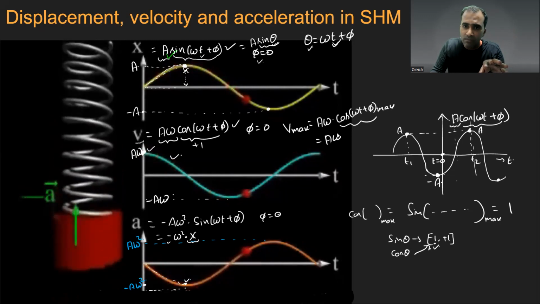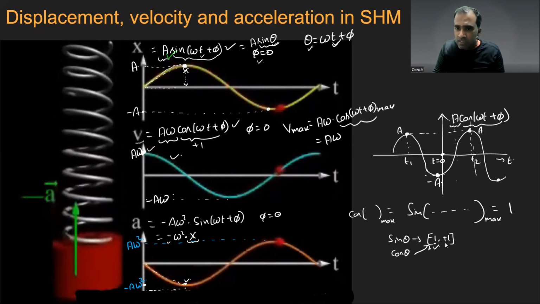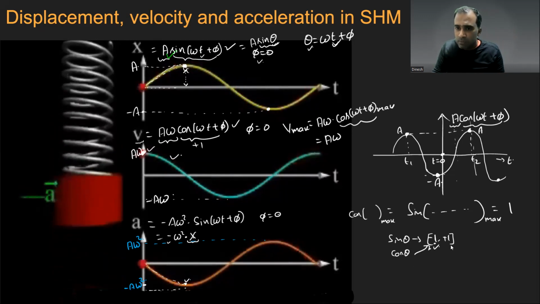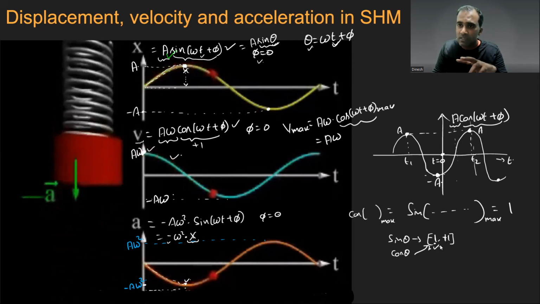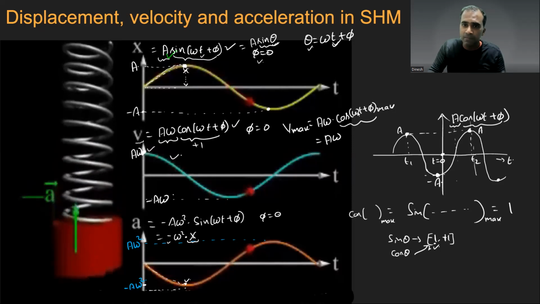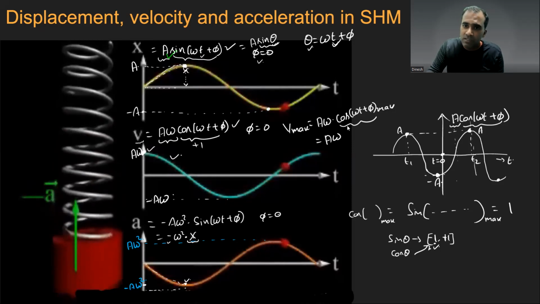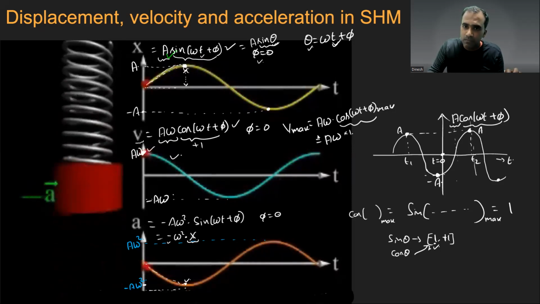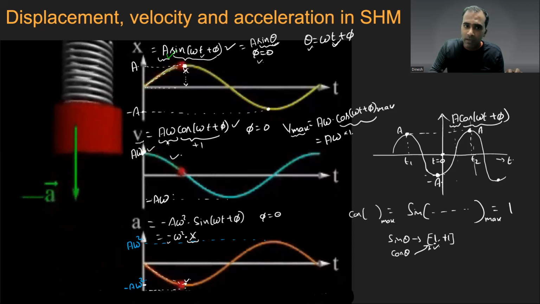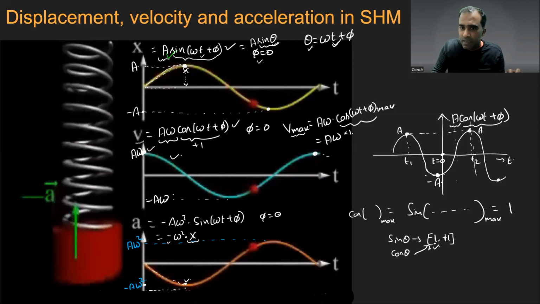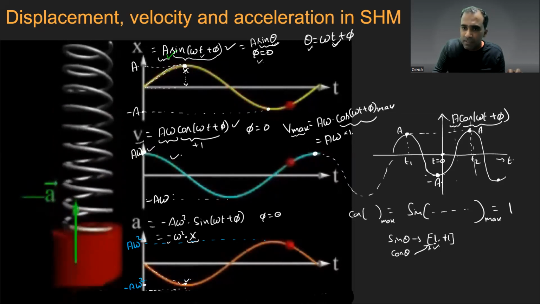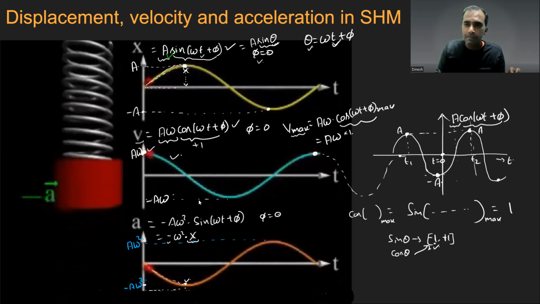And what is the maximum value of cos? See, cos theta and sin theta take values from minus 1 to plus 1. Minus 1 is the least value, plus 1 is the highest value possible for cos or sin. So the highest value possible for cos is plus 1, and you get the maximum velocity as A omega. Maximum velocity here, maximum velocity here, and it happens at many places. Here also it will be the same thing.